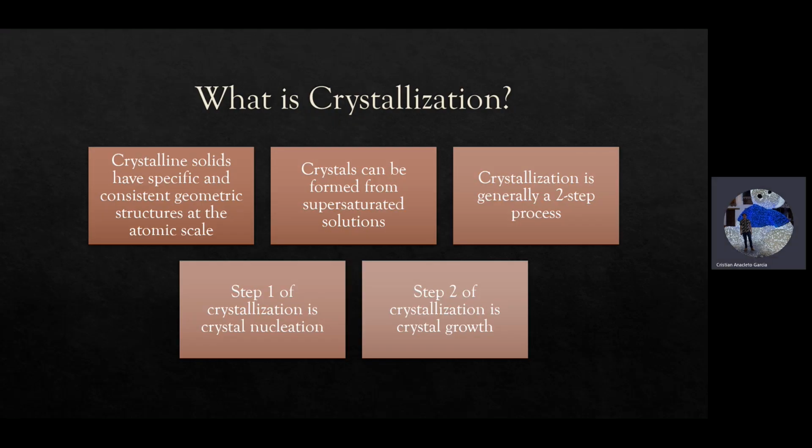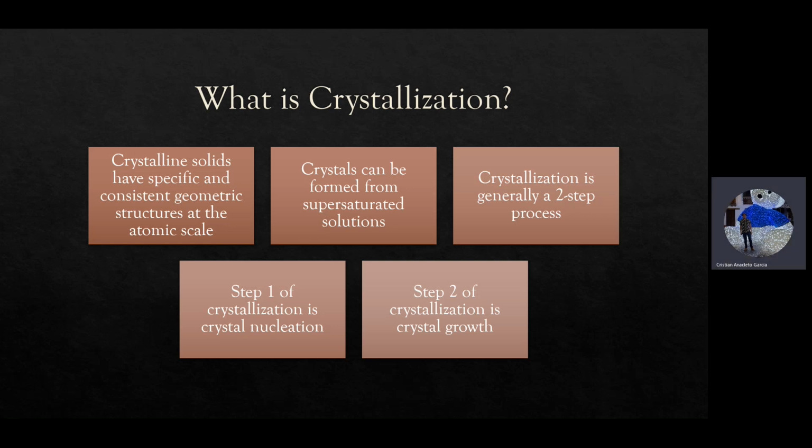So in the textbook for our class, we briefly covered some broad ideas surrounding crystals like basic unit cells and different coordinates that can be used to reference different parts of a crystal, but not much light was shed on the process of how crystals come to be. So crystals are pretty much solids that have a specific and consistent geometric structure at the atomic scale.